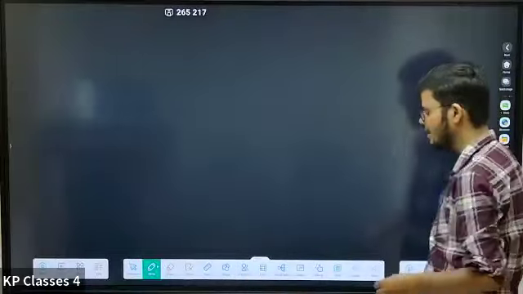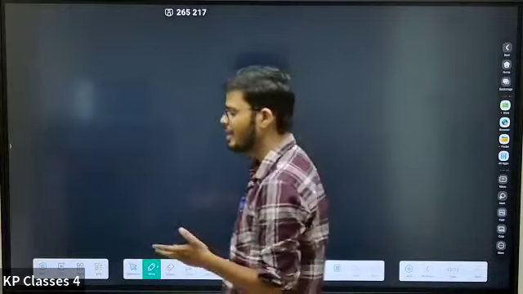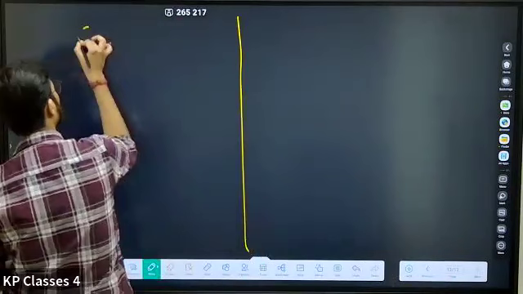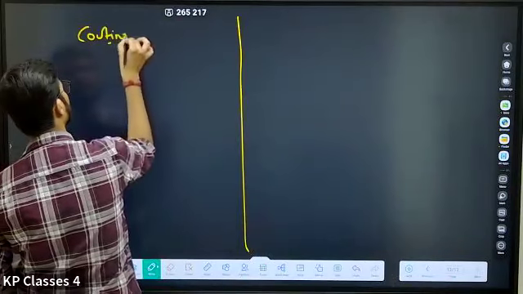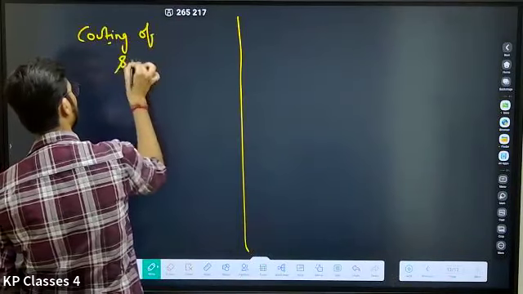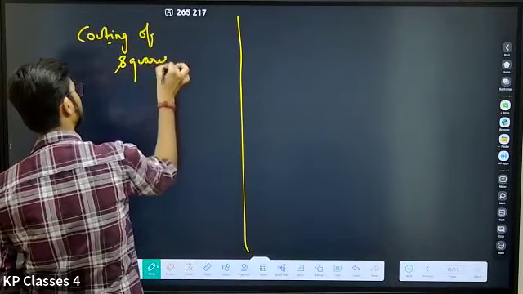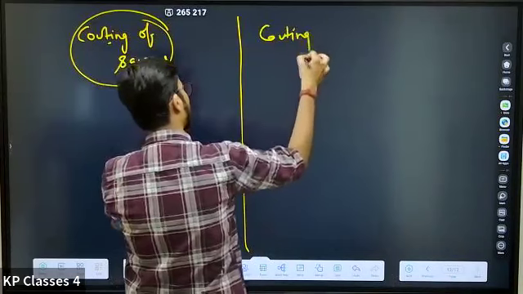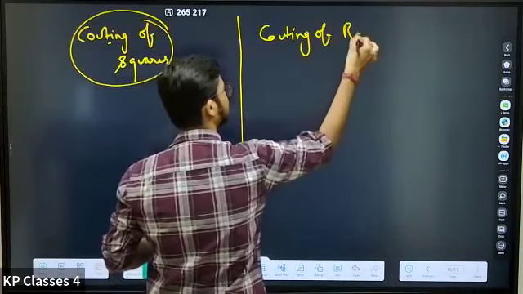Now let's talk about the counting of the number of squares and the counting of the number of rectangles.